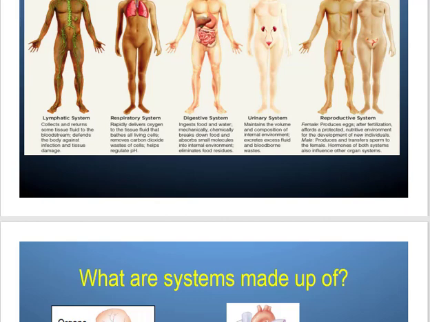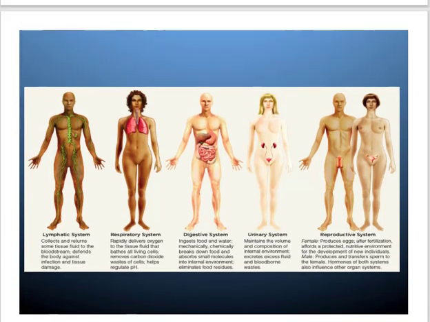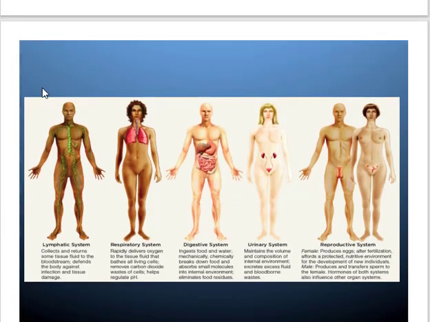Here's a few more here. So the next one is your lymphatic system. Most people don't even know they have a lymphatic system, but you do. If you've ever been sick and you felt those swollen nodules in your neck, that's sort of what you were checking.